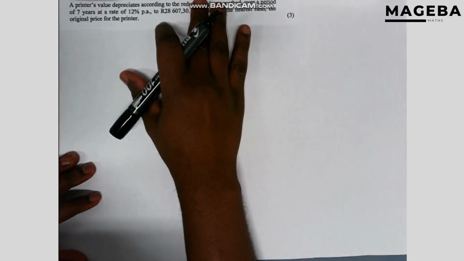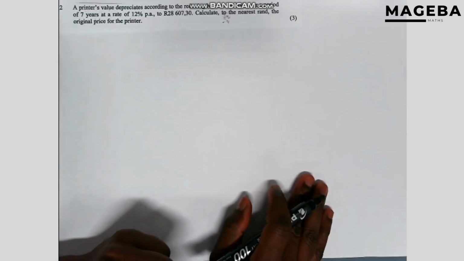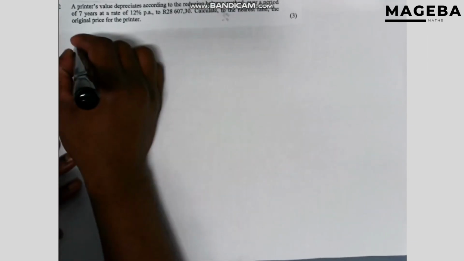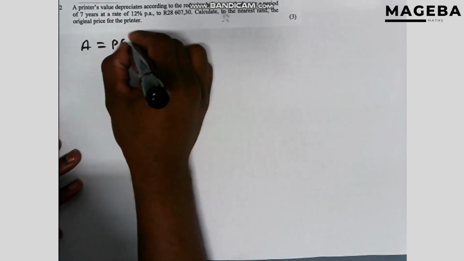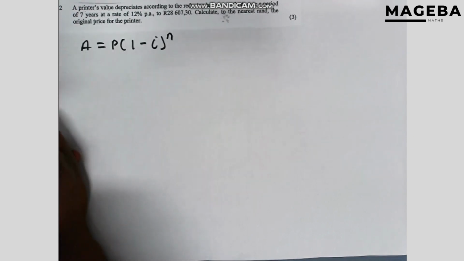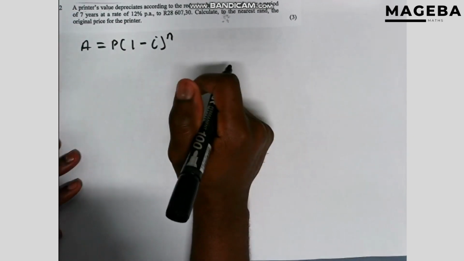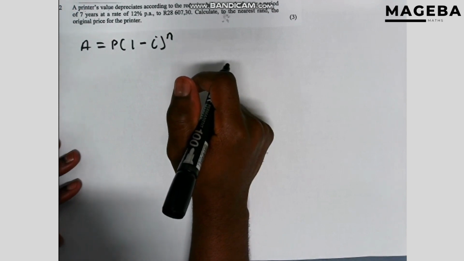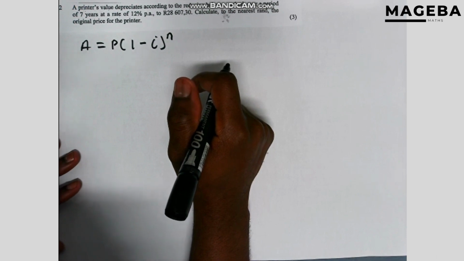Okay, now coming to this question, which is our second question. It's saying a printer's value depreciates according to the reducing balance method. I hope everyone knows the reducing balance method. Let's just write the equation of the reducing balance method. It's A equals P into 1 minus I to the power N. That's the reducing balance over a period of 7 years at a rate of 12% per annum.